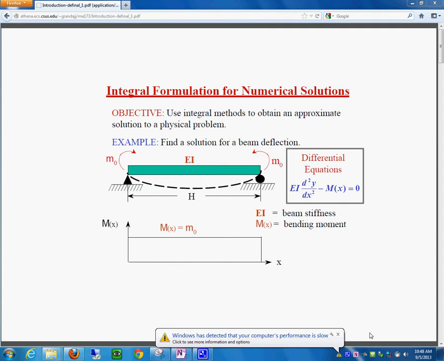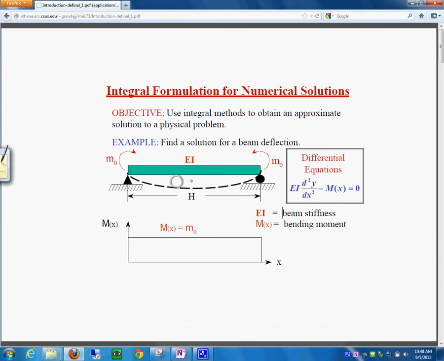Obviously, one of the questions that comes up immediately is, what is the deflection of the beam? That's our objective here. To that end, we have applied this moment, as you can see here, and that causes the deflection of this beam. So how do we represent and calculate this deflection? That is the question: find the solution for this deflection.